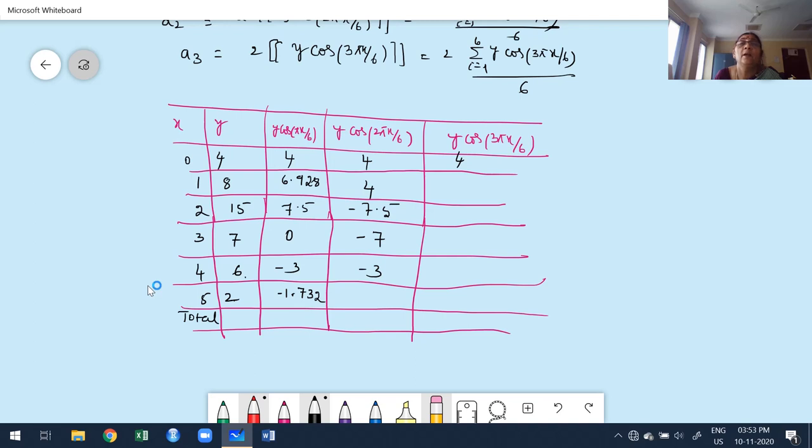Similarly, cos of 2π into 5 means cos of 10π by 6 into the corresponding y value. What is the y value? It is 2. We get 1 actually. And then similarly it's multiplied by 3. X is equal to 0, cos of 3π by 6 into 8, we get 0.